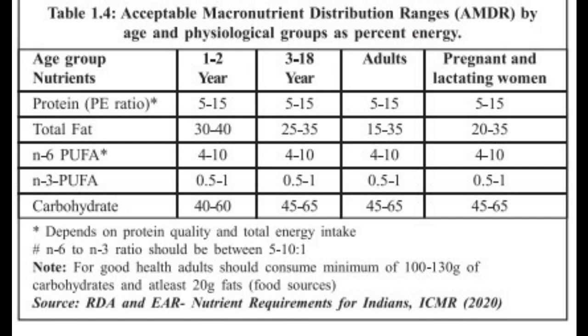Table 1.4 presents the recommendations for AMDR for selected nutrients. Table 1.4, acceptable macronutrient distribution ranges, AMDR, by age and physiological groups as percent of energy. From Table 1.4, you would have noticed that the AMDR can be calculated as follows.